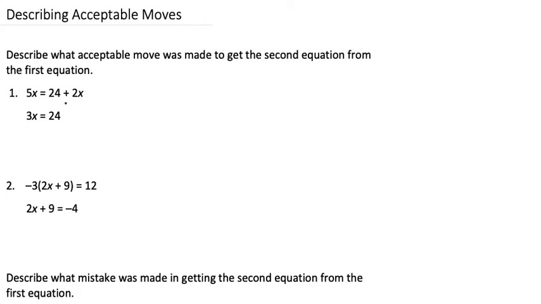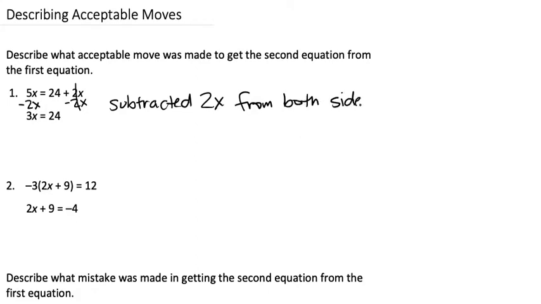So I can see that what was done here was that 2x was subtracted from both sides. Subtracting 2x from the right side made that 2x go away. And then we subtracted 2x from the left side. 5x minus 2x equals 3x. So we subtracted 2x from both sides. And as you know, that is a move that you can make when solving equations. You can add or subtract part of the equation from both sides of the equation. It has to be done to both sides.